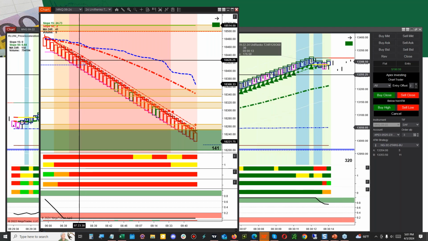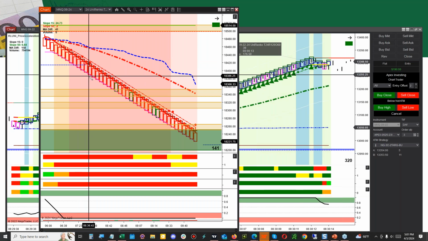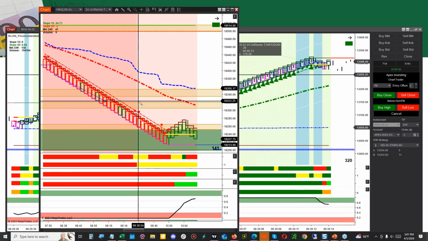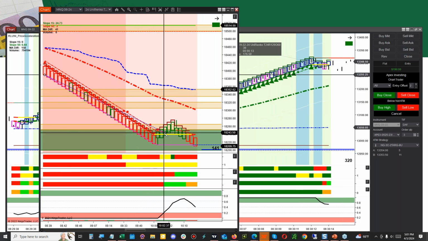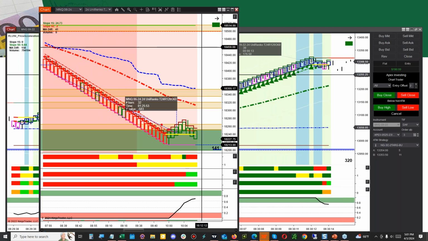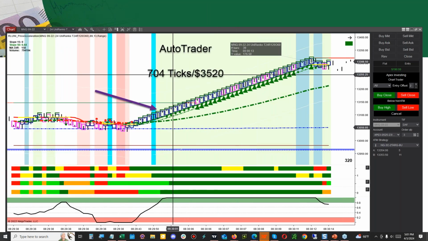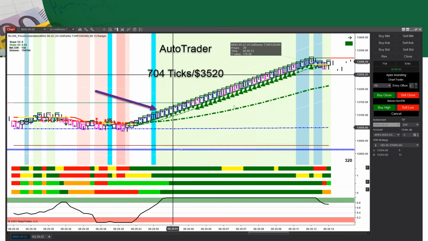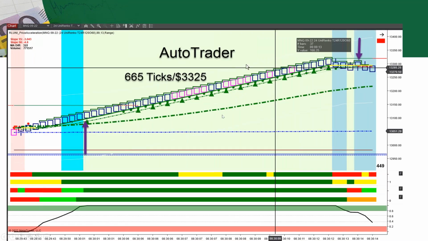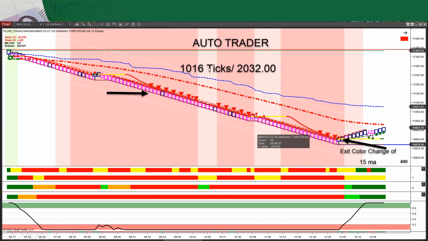So look, the entry on this trade would be right here, right? And look how far this went. If we exit when the 15 changes color, that's 583 ticks yesterday. And we had a bunch of people take that trade. So look, it follows the rules. Here's another trade, 665. Here's one trade, 1,000 ticks.